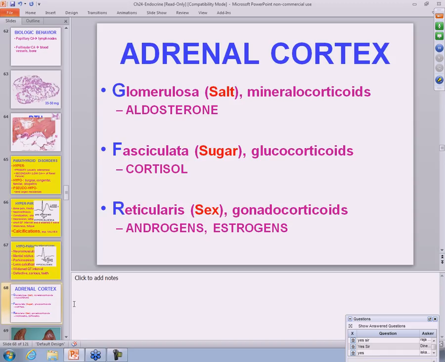So what does that mean? GFR: salt, sugar, sex. One of the students said something that I put in there. He said, the deeper you go, the sweeter it gets. Salt, sugar, sex. That's the way to remember it. GFR, salt, sugar, sex. You'll never forget it. You know what they make.